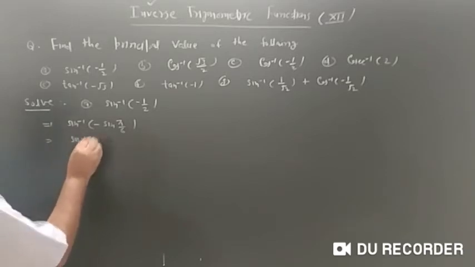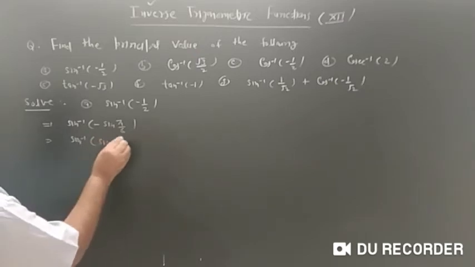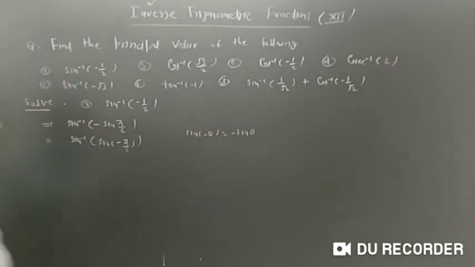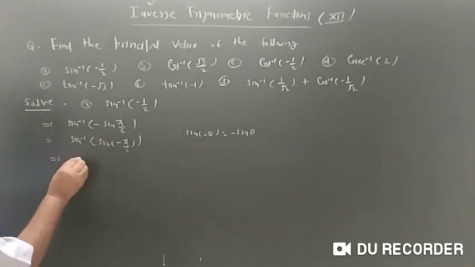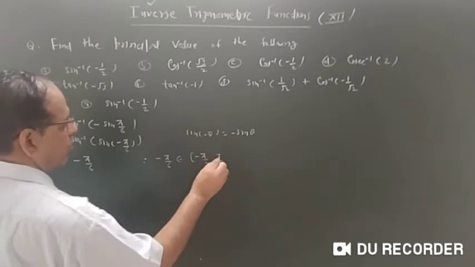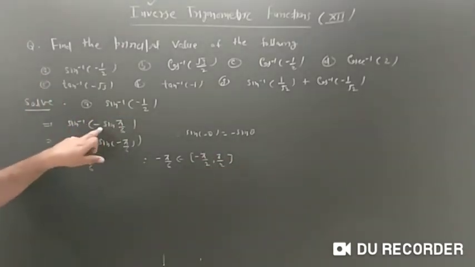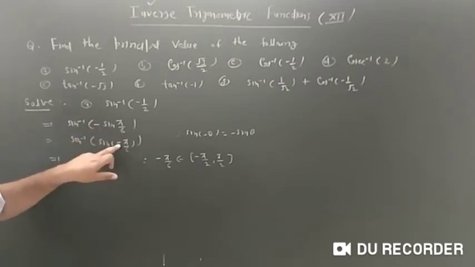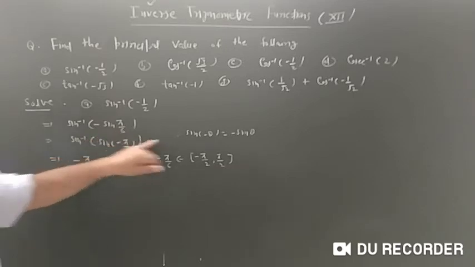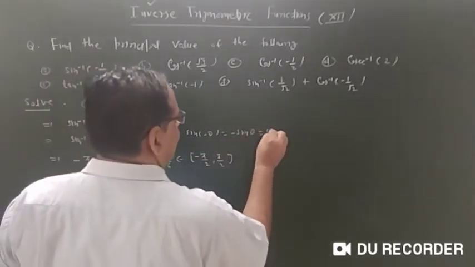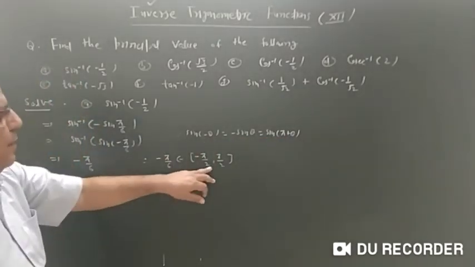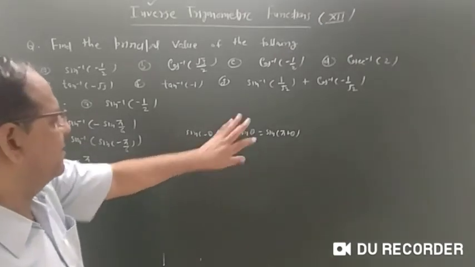Sin inverse, this can be written as minus sin pi by 6, which is written as sin of minus pi by 6, because sin of minus theta equals minus sin theta. This equals minus pi by 6, because minus pi by 6 belongs to the closed interval [-pi by 2, pi by 2]. So we convert this value into such a form that the angle comes in the principal value branch of the given trigonometric function. This also can be written as sin of (pi plus theta), but we cannot take this value because it goes outside the principal value branch. So we take only sin of minus theta.